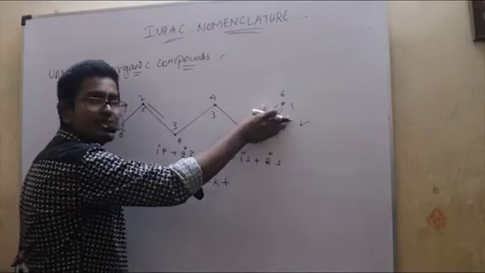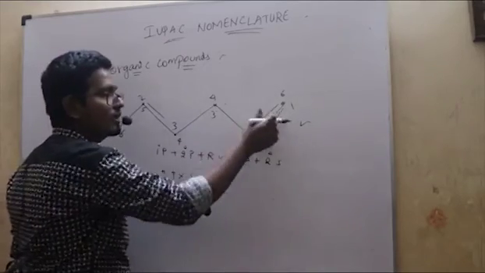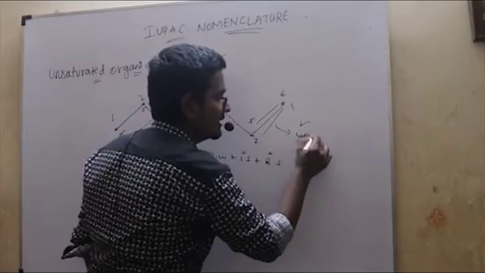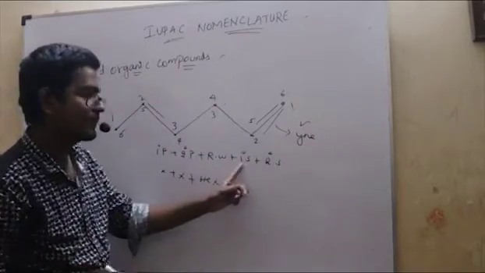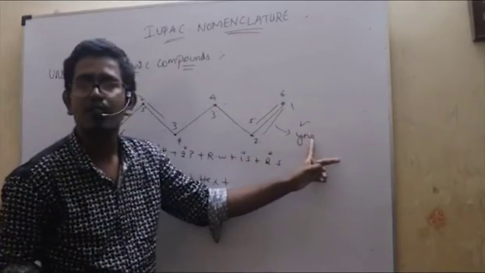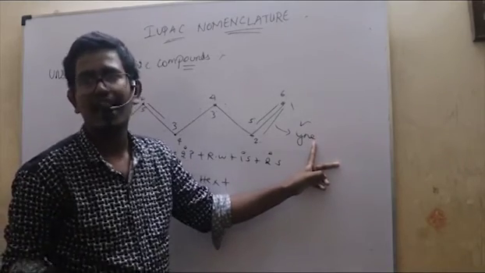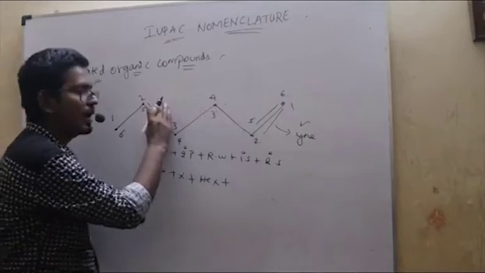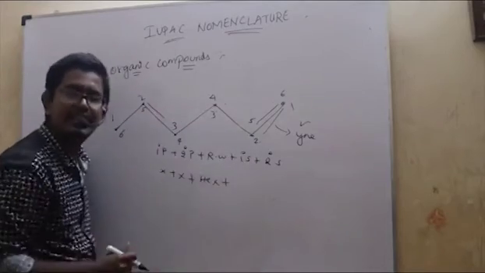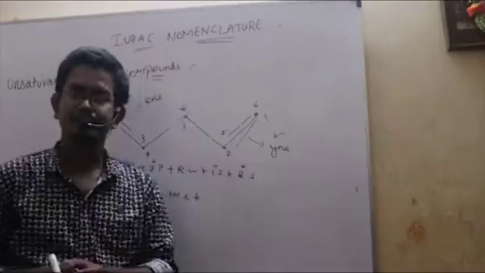If a triple bond is present, what should I write? For the triple bond we should write yne, that is, the primary suffix is "yne" (ein in the speaker's pronunciation). If a double bond is present, we should write the primary suffix as "ene" (in), right?